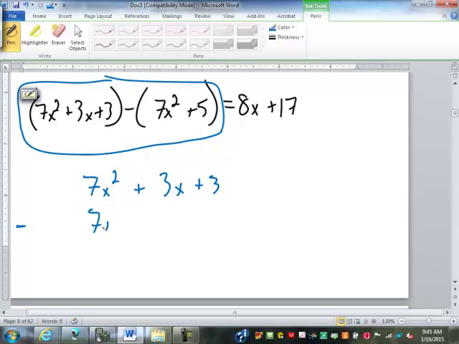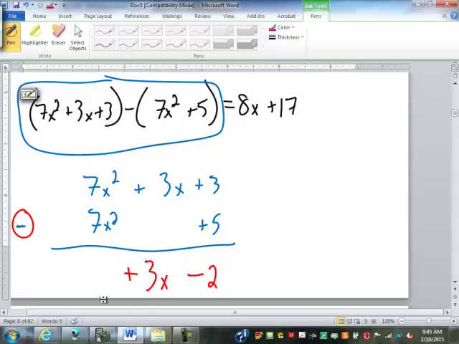goes under the other x squareds. The 5 goes under the 1s, like that. So we're going to leave a gap in there to keep things lined up. Now we are subtracting. What is 3 minus 5? Negative 2. 3x minus nothing? Just 3x. It's positive, so I'm going to put a plus in front of it. 7x squared minus 7x squared cancels out. It's gone. So on the other side, we still have 8x plus 17.